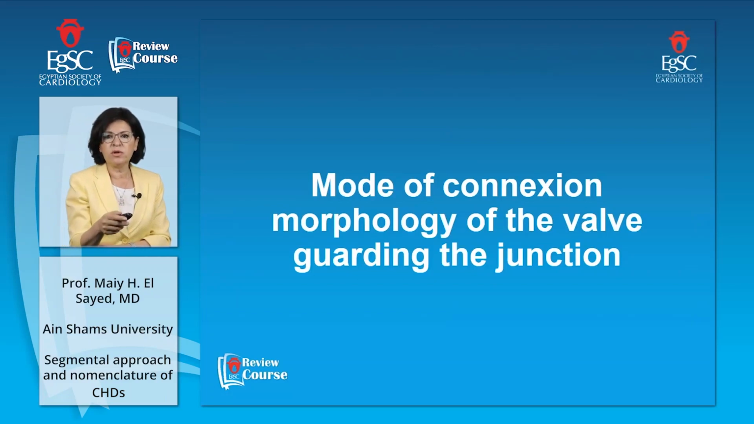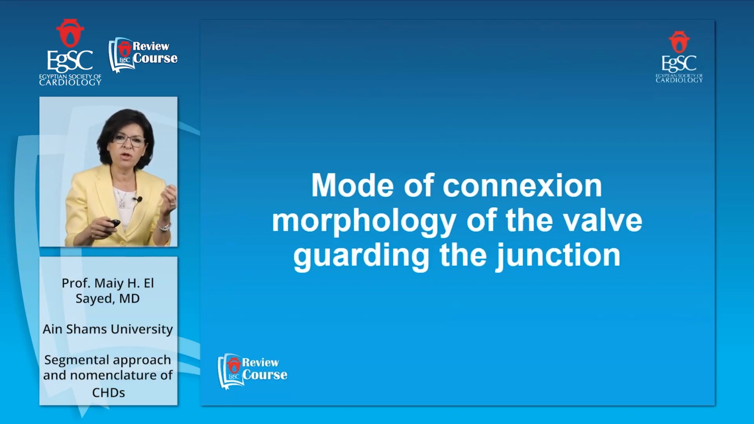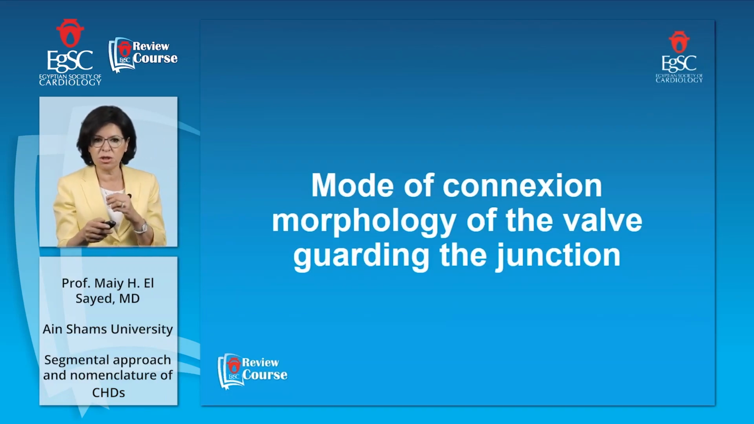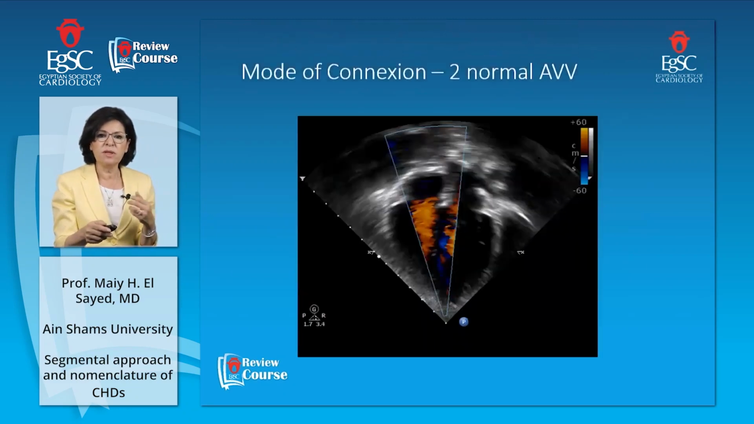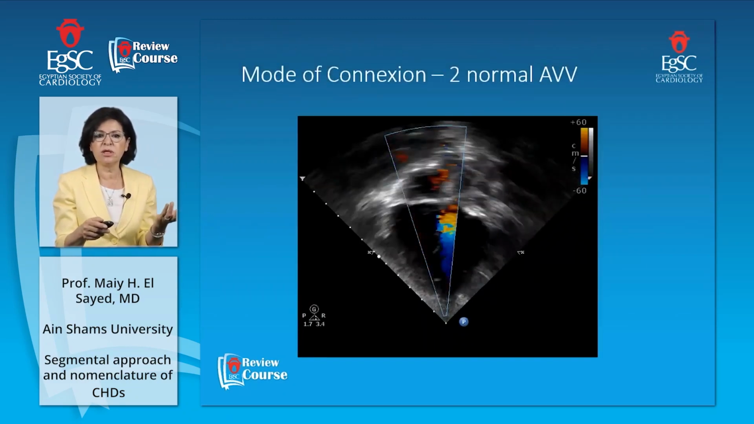And then what about the mode of connection? So what do we mean by mode of connection? Mode of connection is the morphology of the valve guarding the junction. So what is this valve? Is it a normal valve? So this is AV connection, concordant, with two normal patent AV valves.